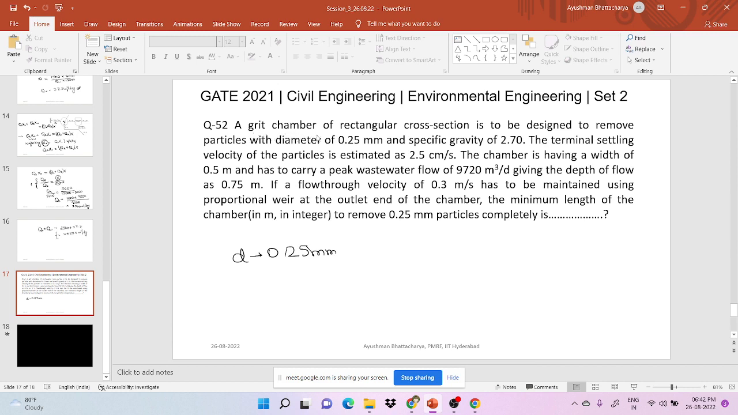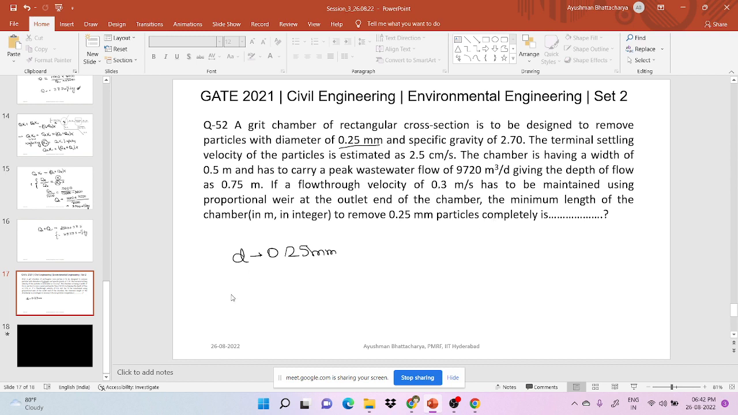A grit chamber of rectangular cross section is to be designed to remove particles with diameter of 0.25 mm and specific gravity of 2.70. The terminal velocity of the particle is estimated to be 2.5 cm per second. The chamber is having a width of 0.5 meter and has to carry a peak wastewater flow of 9720 meter cube per day, giving the depth of flow as 0.75 meter. If a flow through velocity of 0.3 meter per second has to be maintained using the proportional weir at the outlet end of the chamber, the minimum length of the chamber to remove 0.25 mm particles completely is.